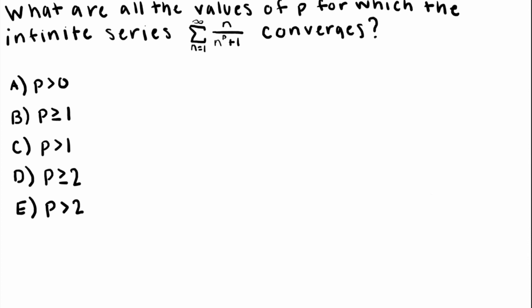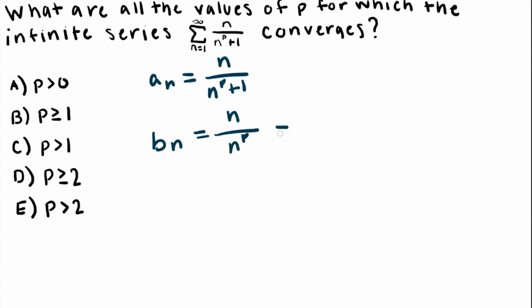Now an example multiple choice question: what are all the values of p for which the infinite series from 1 to infinity of n over n to the p plus 1 converges? So our a of n is n over n to the p plus 1, and our b of n is n over n to the p, which can also be written as 1 over n to the p minus 1. And our a of n is less than our b of n.